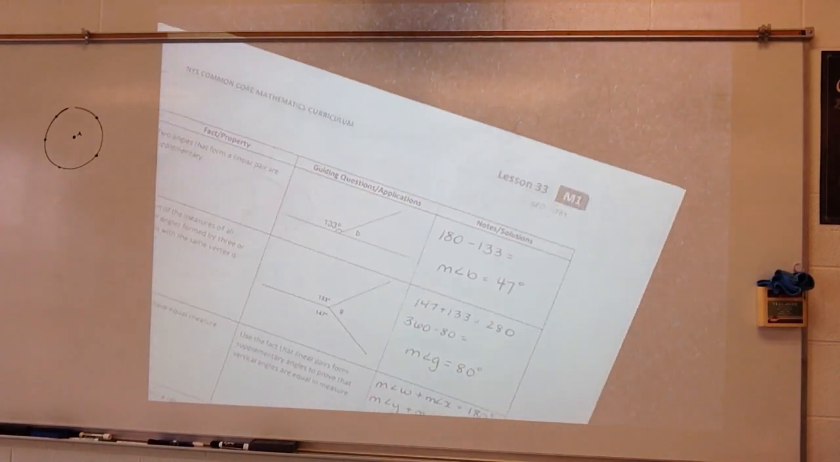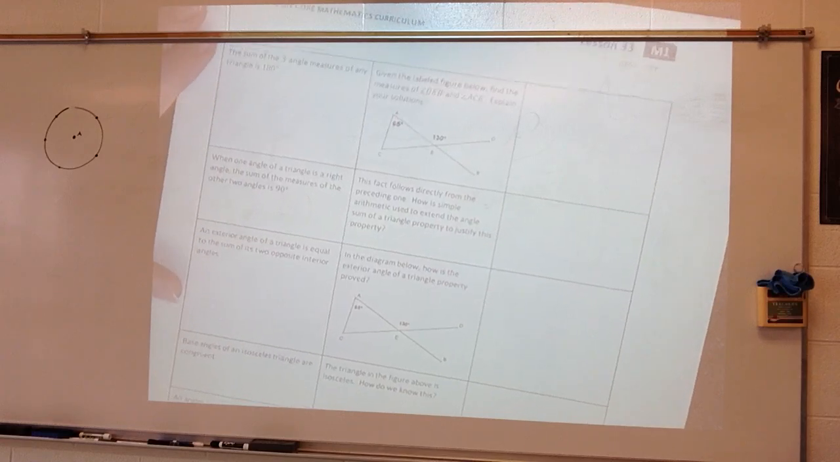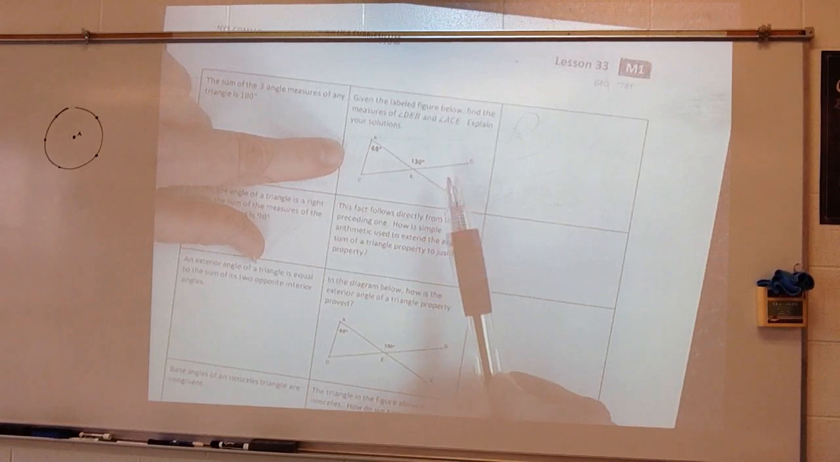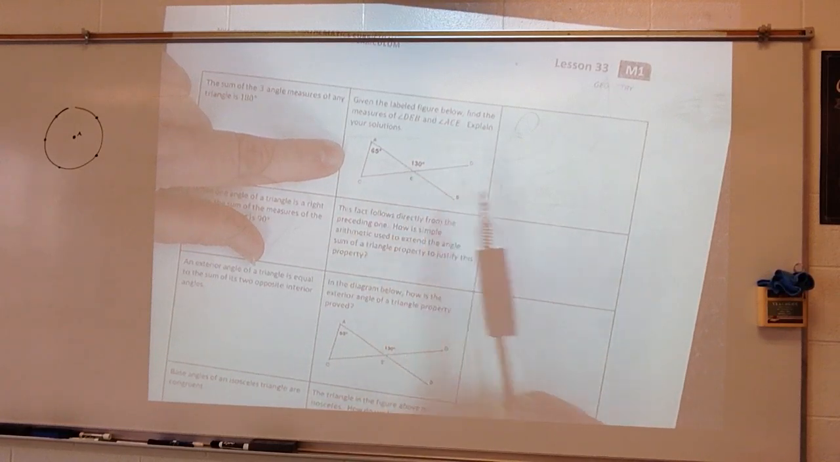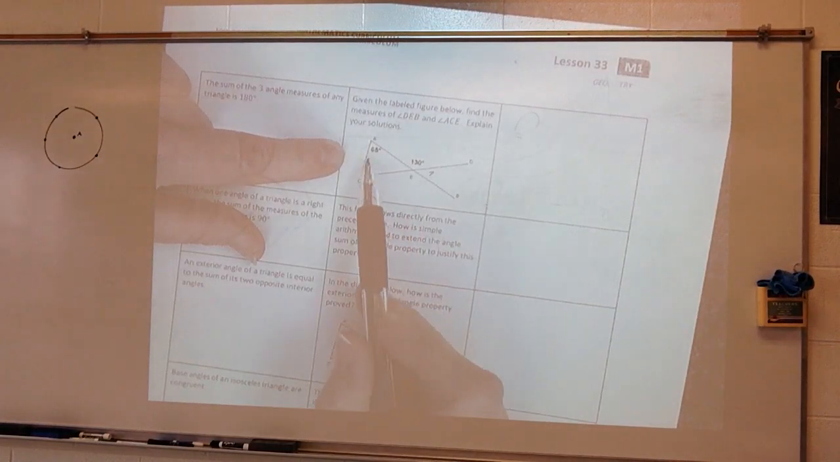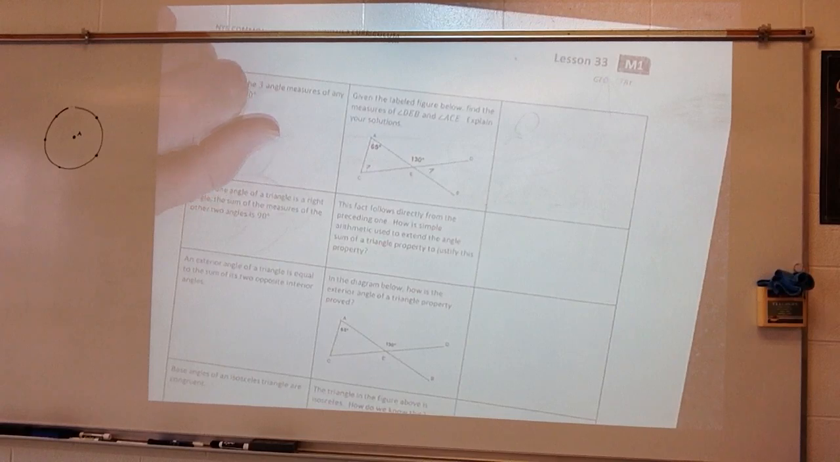All right. Let's look at the next page. It says the sum of the three angle measures of any triangle is 180 degrees. Given the labeled figure below, find the measure of angle DEB. So angle DEB, I want to know this. And the measure of angle ACE, I want to know this. Explain your solutions.